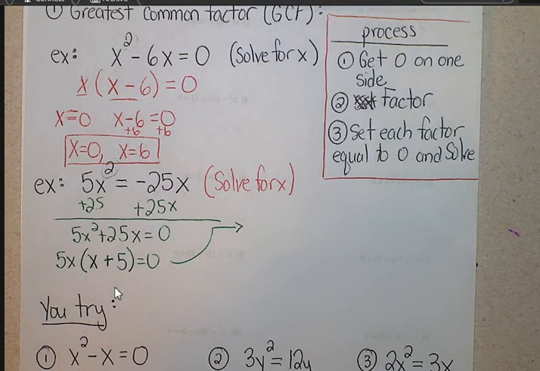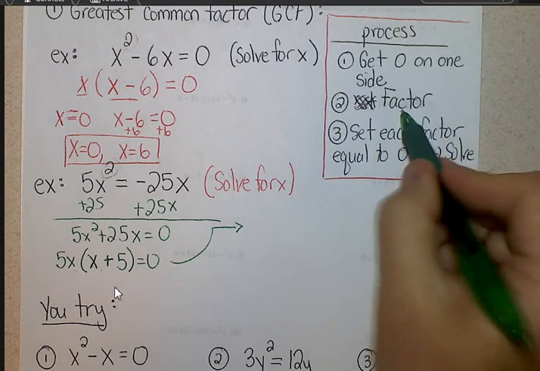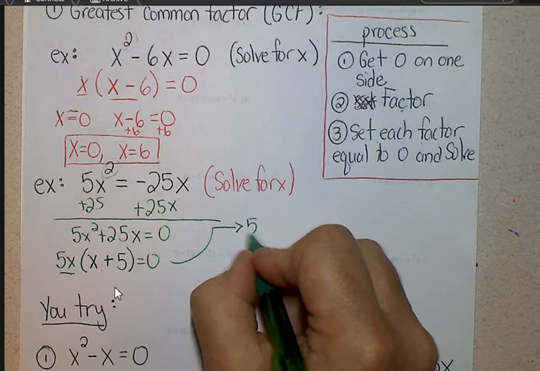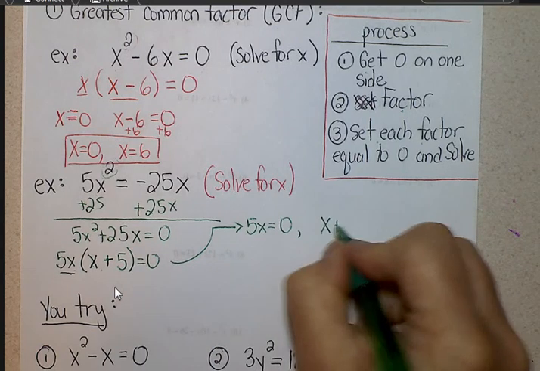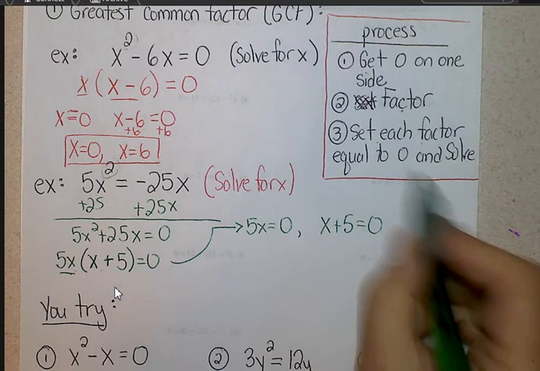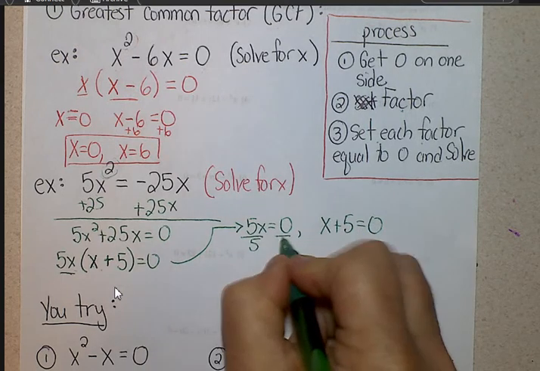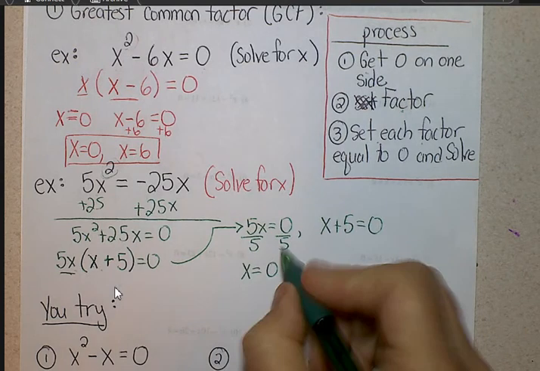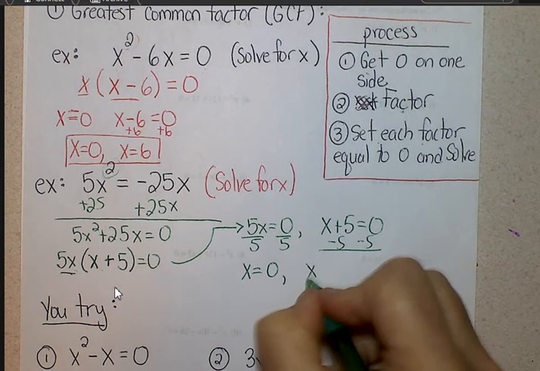So now I have two factors. So I got 0 on one side, check. I factored. Now I'm going to set each factor equal to 0. So here's my first factor, 5x equals 0. And then my second factor, x plus 5 equals 0. And then solve. Over here, divide both sides by 5 to get x by itself. X is equal to 0 because that's what 0 divided by 5 is. Comma, subtract 5 from both sides. I'm going to get x is equal to a negative 5.